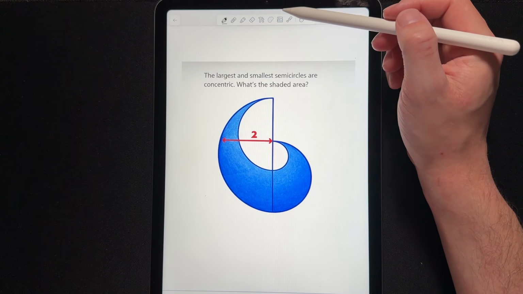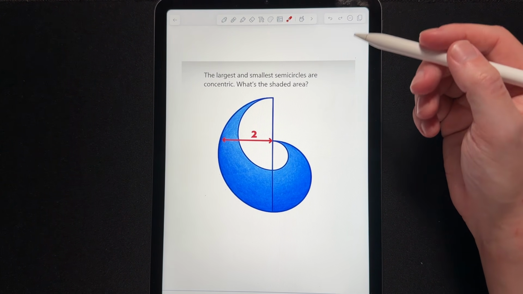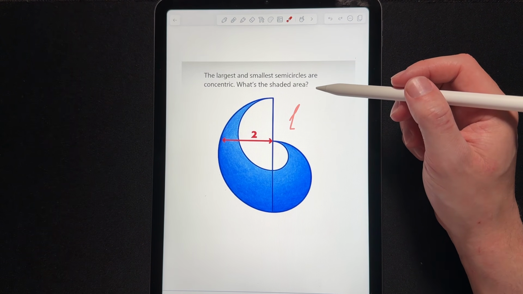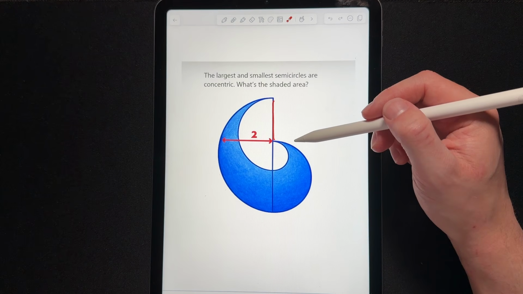So for those of you who are wanting to try this problem yourself, I haven't used this in a while, I can't quite remember how the highlight feature works. There we go.